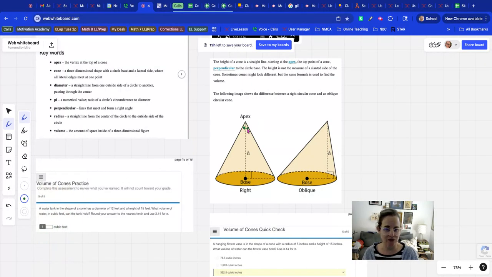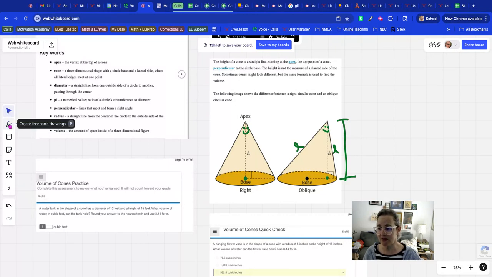So if this is Mr. Cone Man, his height goes from his apex to his base. This oblique cone is also going to have a lateral edge here and a whole different one here. The actual height of the regular one goes through the center of the circle up to the apex, and in the oblique one you have to do some fancier math to get that height. But anyway, let's look at some problems.